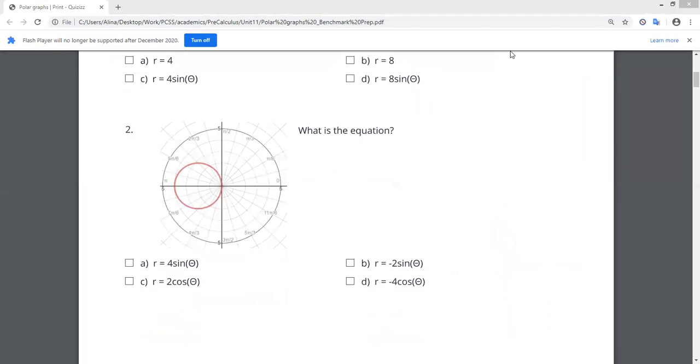Question 2. It's a circle, and the center of the circle has to be somewhere on the x-axis. Let me find it actually: 1, 2, 3, 4, -4. So this is at -2. When the center is on the x-axis, I have to think about cosine theta. Since the circle is flipped on the left, on the negative part of the x-axis, it has to be for sure minus in front. And since this value is -4, that's what it is, -4 cosine theta. Do we have this? Yes, we do. D is the answer here.